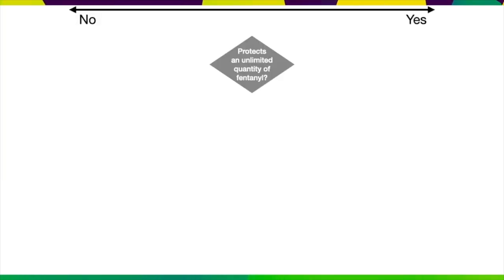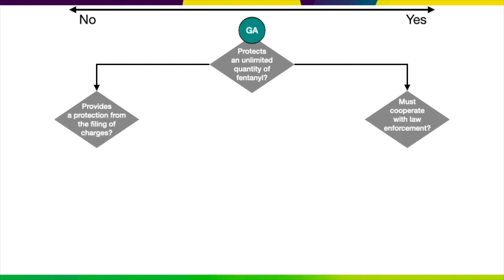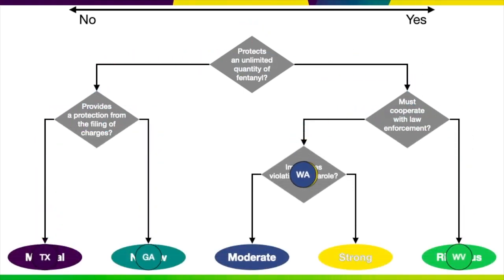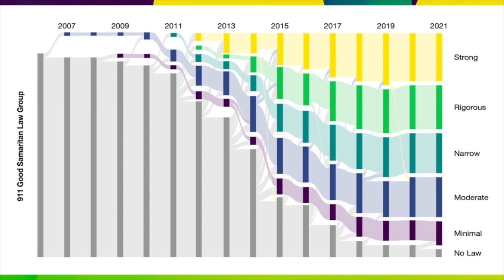To better define these groups, I had a supervised learning algorithm make a decision tree for me, sorting state laws into groups based on their variables. The 4 variables that best determine group membership are whether protection depends on how much fentanyl a Good Samaritan possesses, whether it provides protection from the filing of charges, whether they must cooperate with law enforcement, and whether they receive immunity for parole violations. Now let's unpin that states across time thing.